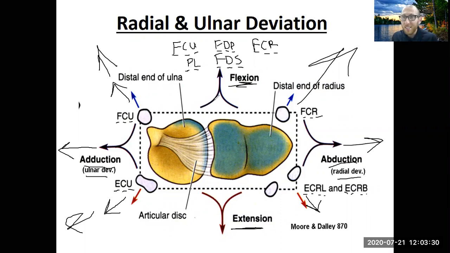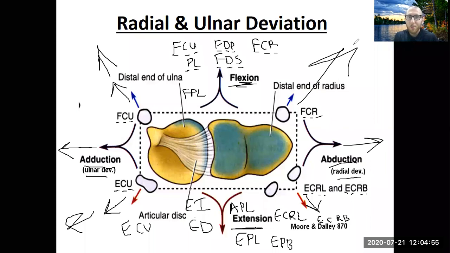Now, how about the extensors? Stop the video, write them down. All right, here we go. And actually, Professor Klein forgot flexor pollicis longus for the flexors, so add that one in. It mainly flexes the thumb, right? But it does also flex the wrist a little bit.